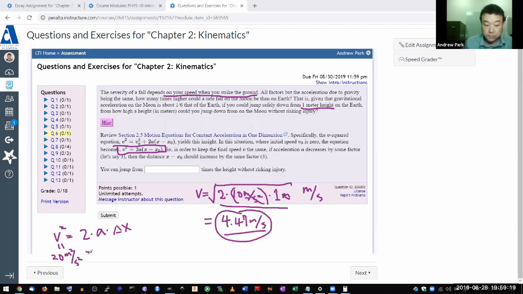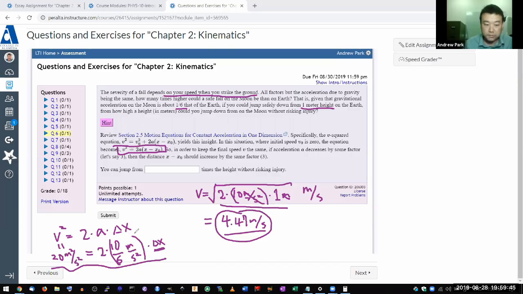So we say that's equal to 2 times the acceleration, which is now going to be a sixth that of the Earth. So I say, all right, 10 divided by 6 meters per second squared, and then times delta x. So this is the equation where you can solve for delta x.